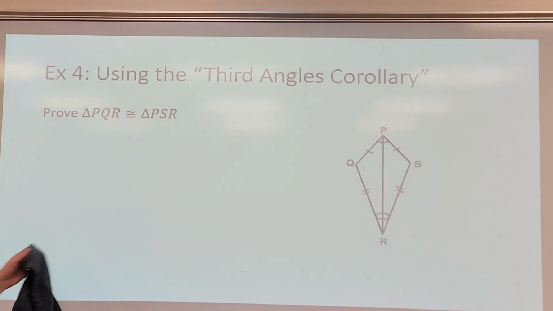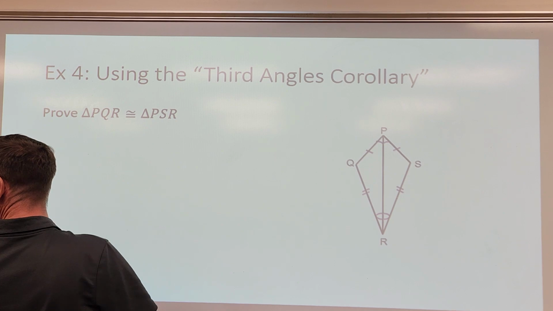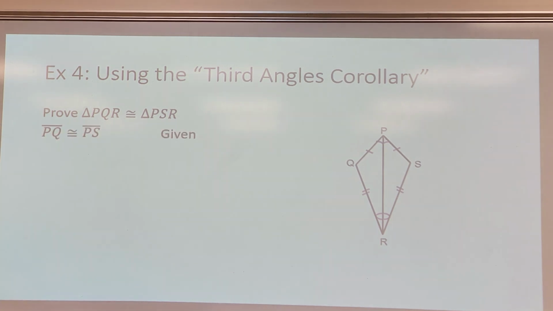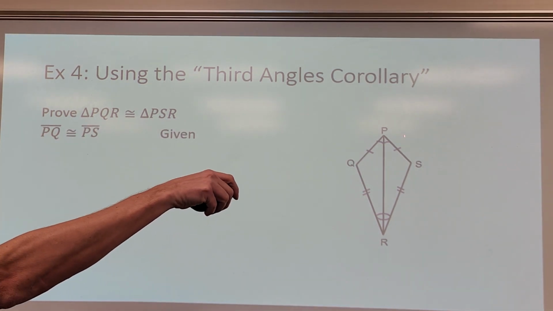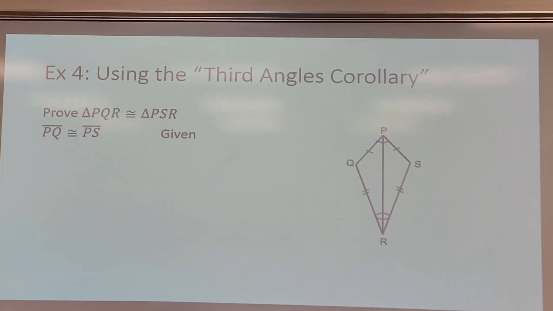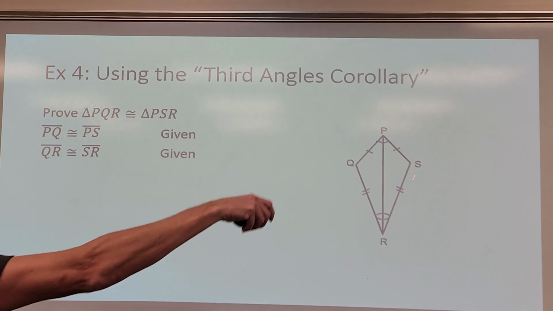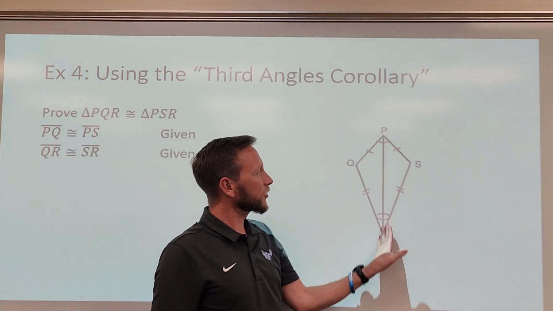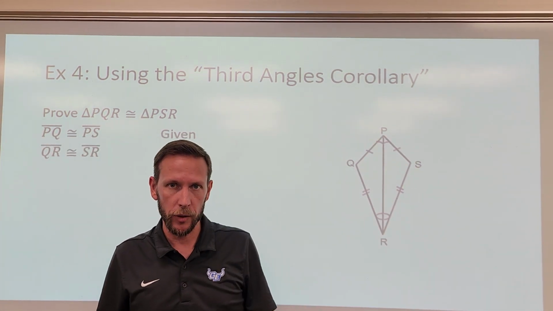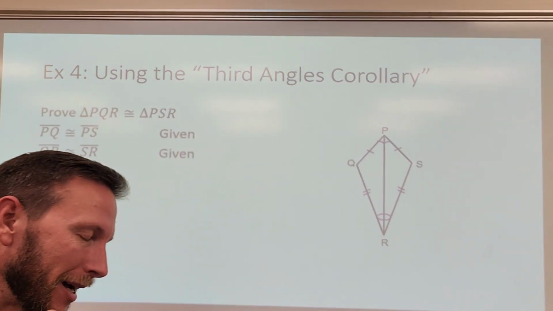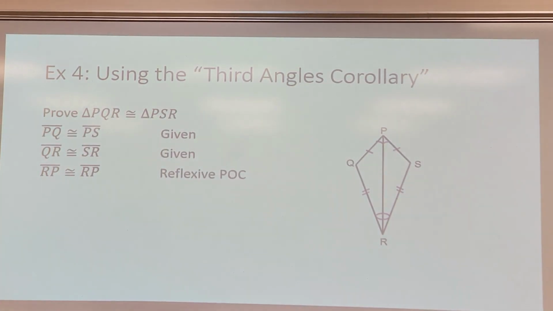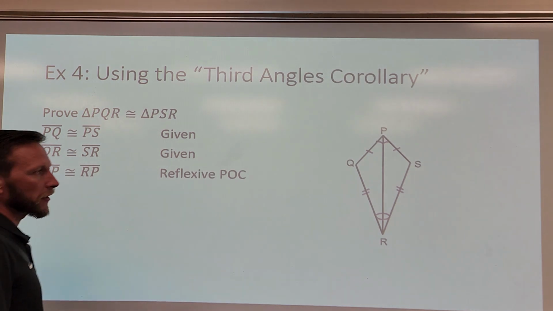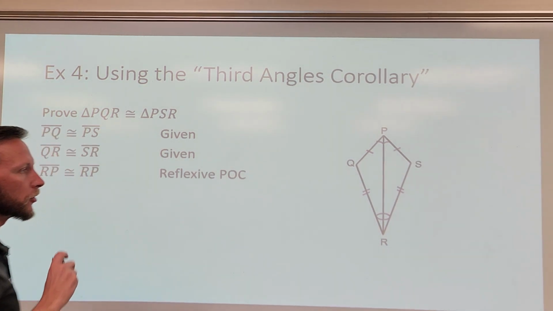All right, so we're going to prove that these triangles are congruent, and we're going to go step by step here. First of all, we're going to state that these sides are congruent to each other. That's given information. PQ is congruent to PS. QR is congruent to SR. That's given information as well. It's marked. Why is this segment PR or RP congruent to itself? Think back. Reflexive property of congruence. Yay! Hopefully you remember that reflexive property of congruence from a couple units back.